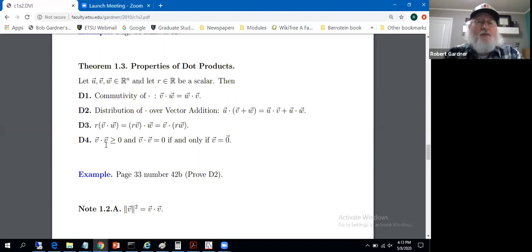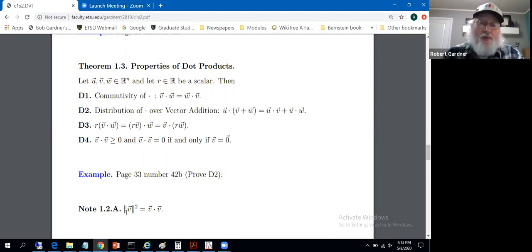Fourth property is that v dot v is greater than or equal to 0, and the only time we get 0 for a dot product of v with itself is when v is the 0 vector. And you know why that is? That's because the norm squared of vector v is v dot v. How would you figure out the norm? I'd take v1 squared plus v2 squared up to v sub n squared, square root of.